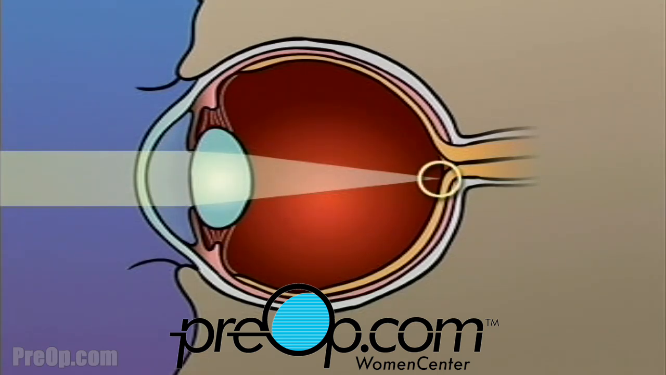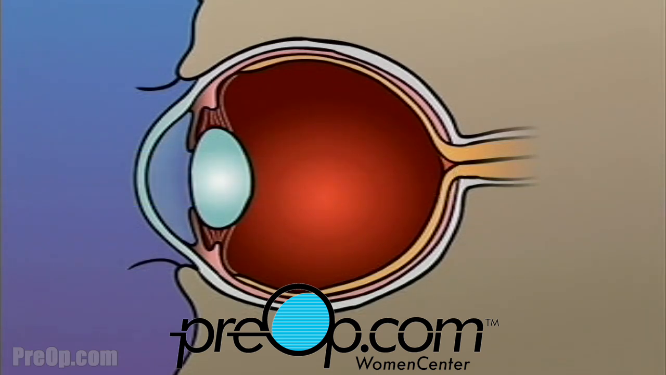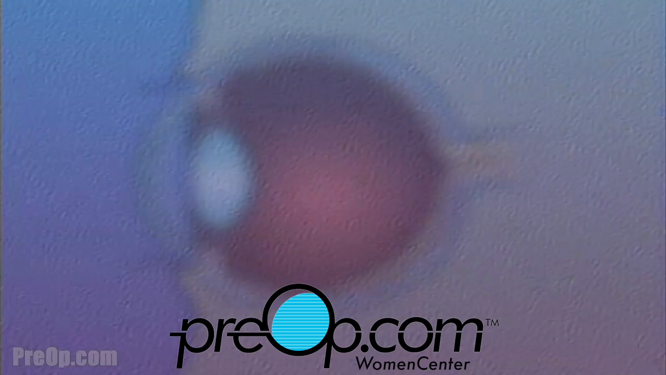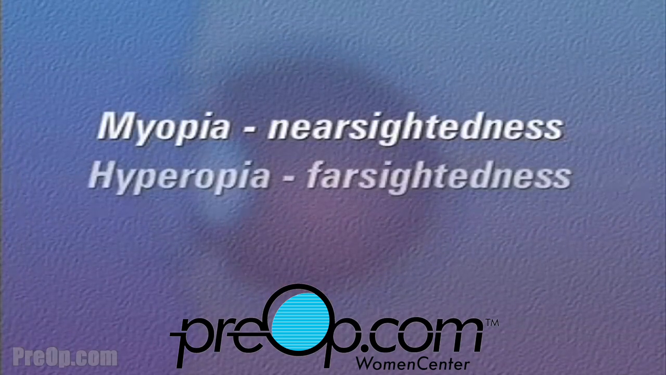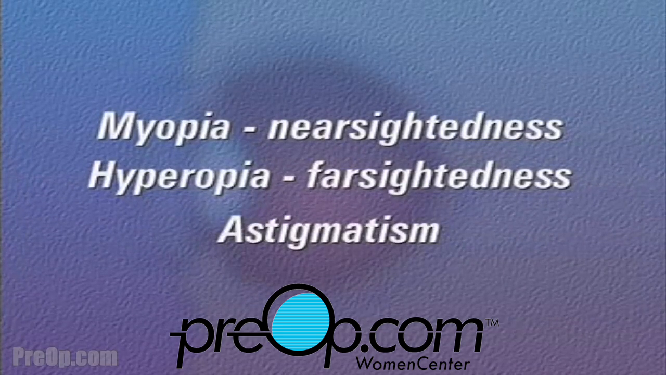There are many common problems that can affect the eye and prevent light rays from focusing properly on the retina. Three of these problems, myopia or nearsightedness, hyperopia or farsightedness, and astigmatism, can often be corrected or reduced with the use of LASIK laser surgery.